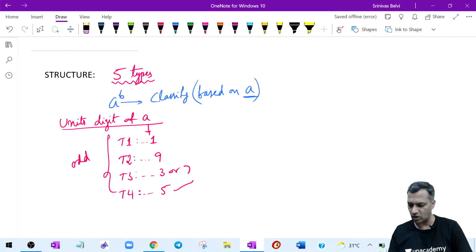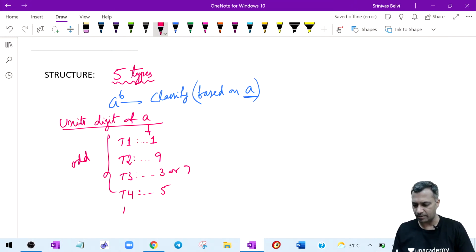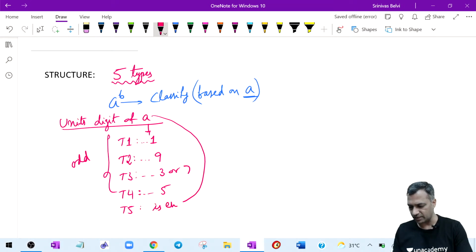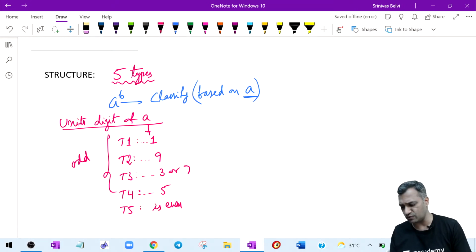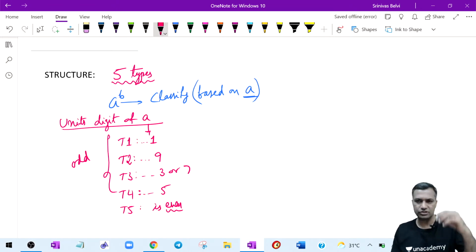And therefore you have one last case, which is nothing but an even number. Type 5, any even number as the unit digit. Basically I'm saying that the unit digit of A is even. Even means it could be 2, 4, 6, 8, whatever the even digit is. 0 will not make sense, because if the number ends with 0, it is easy to find the last two digits. Therefore, that doesn't matter. So basically even. These are the 5 types.